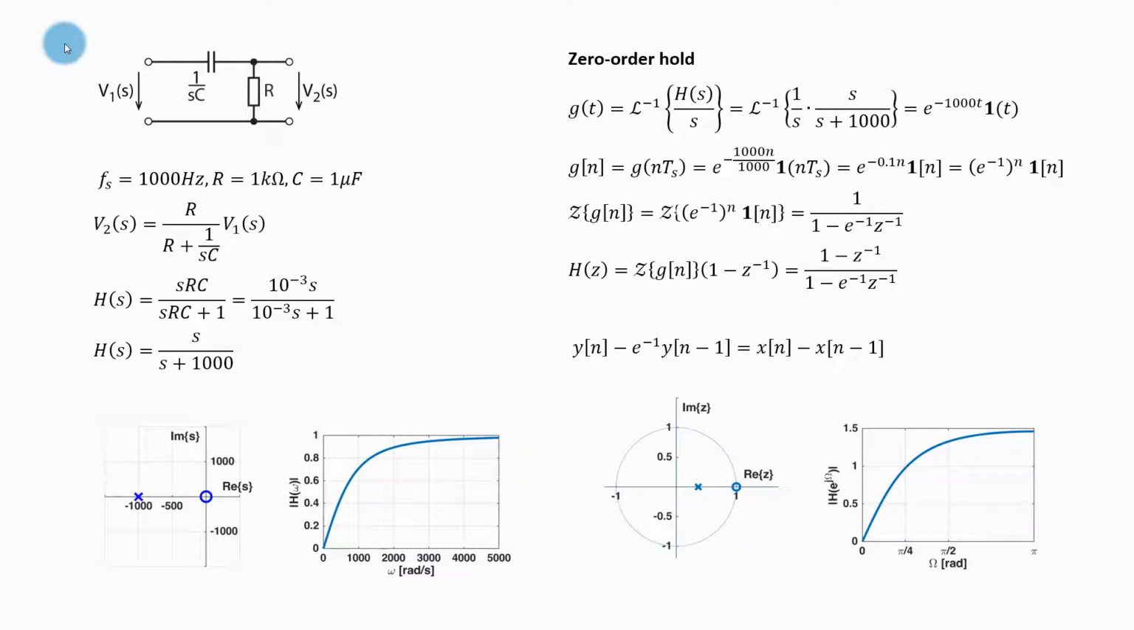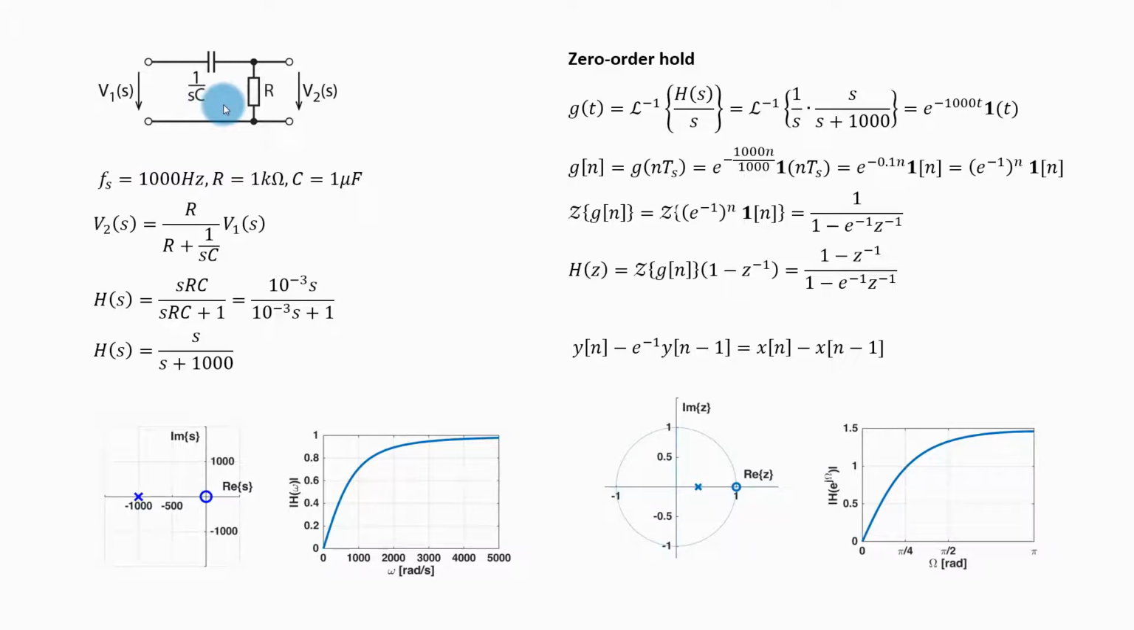Here I have an example of a zero-order hold discretization. To spare you some long and ugly computations, I have simplified my continuous time system and now I'm using only this RC circuit. In this RC circuit, I will use these values of the capacitance and resistance, and I want to discretize it using this sampling frequency.